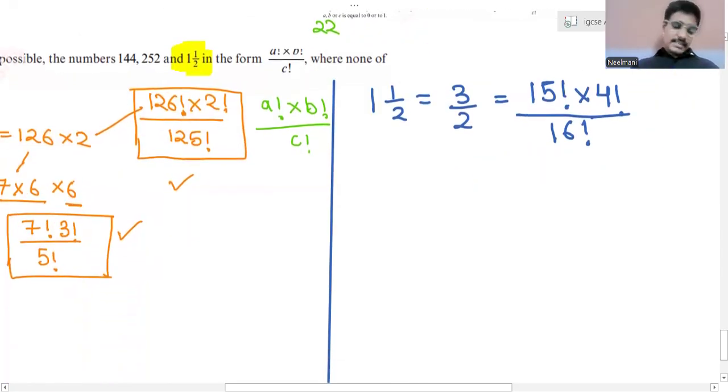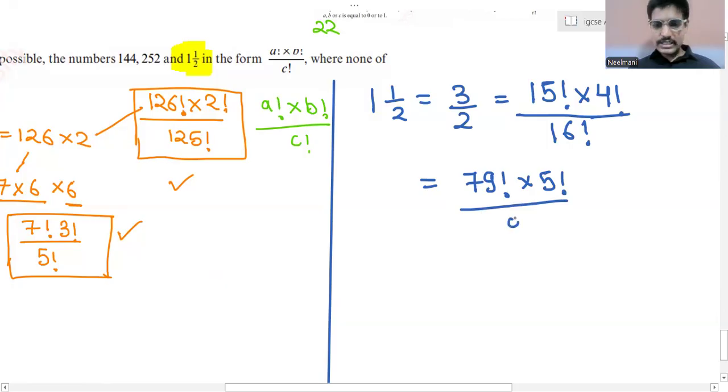Is there any other way? Yes. As I said, this question has many ways to solve it. So I may say 15 factorial upon 4 factorial upon 16 factorial, but there is another way, let's say 79 factorial, which is a fairly big number, upon 5 factorial into 80 factorial. And exactly the same thing is happening here. See, 79 and 80 differ by only 1.